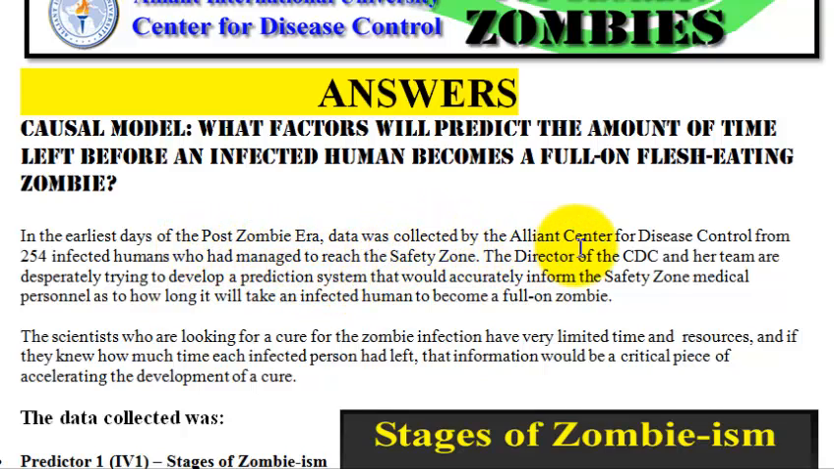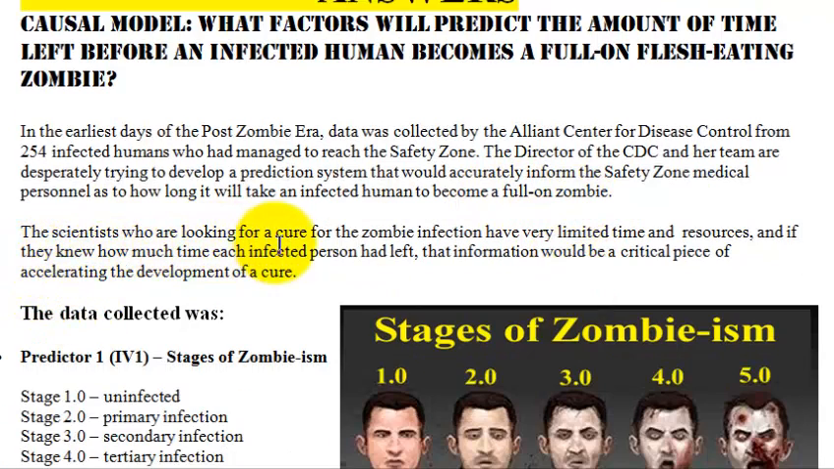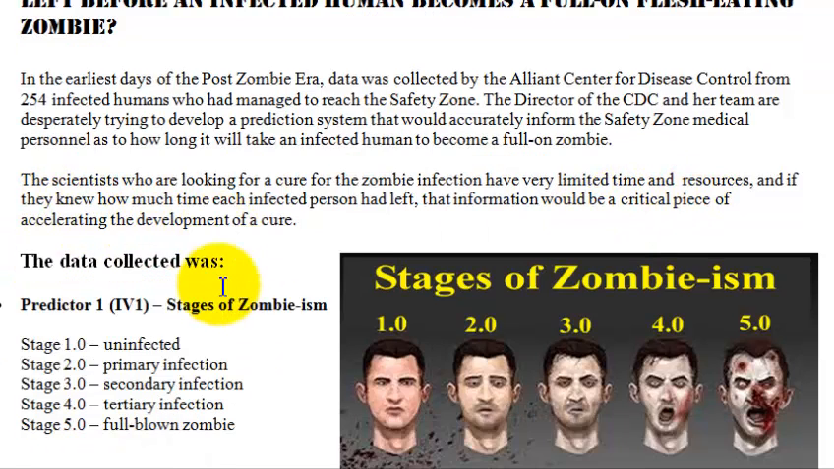data was collected by the Alliance Center for Disease Control from 254 infected humans who had managed to reach the safety zone. The director of the CDC and her team are desperately trying to develop a prediction system that would accurately inform the safety zone medical personnel as to how long it will take an infected human to become a full-on zombie. The scientists who are looking for a cure for the zombie infection have very limited time and resources. And if they knew how much time each infected person had left, that information would be a critical piece of accelerating the development of a cure.